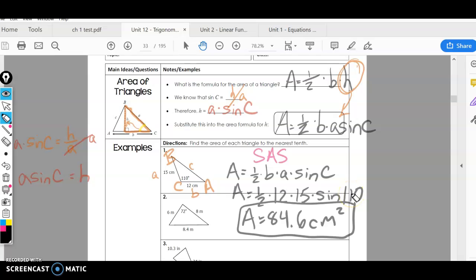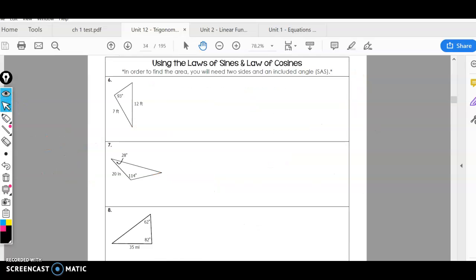Okay, so let me know what questions you have on that. That problem was pretty easy because it was already given a side, an angle, and a side. On to the back page are more difficult problems because we have to use the law of sine or the law of cosine first before we find the area. We have to do that because these triangles are not given as side, angle, side format.